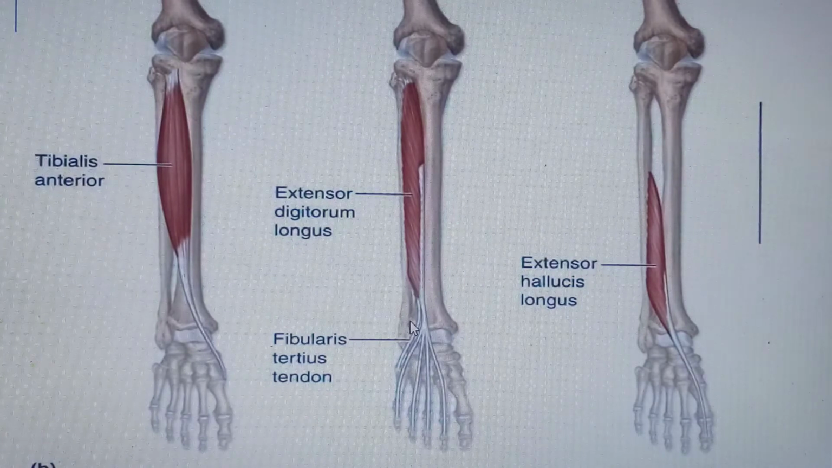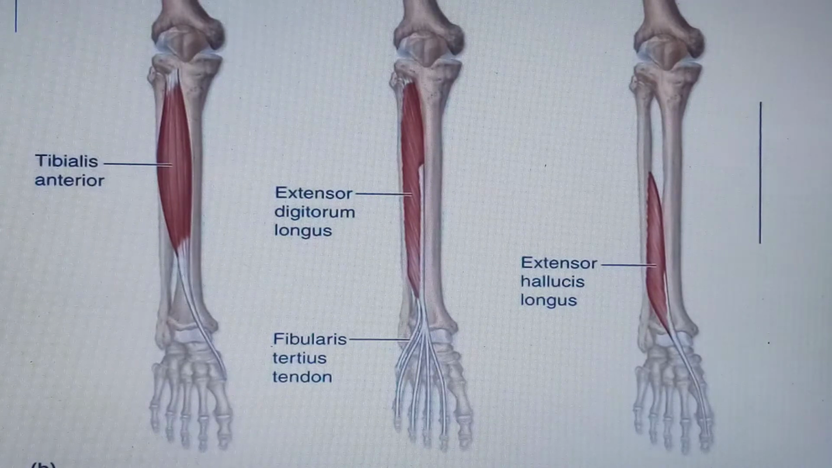Now sometimes this one may be absent. There is this muscle over here which actually blends with that of the extensor digitorum longus. So sometimes we even say that it's just coming from extensor digitorum longus only. But of course, we call it fibularis or peroneus tertius muscle.